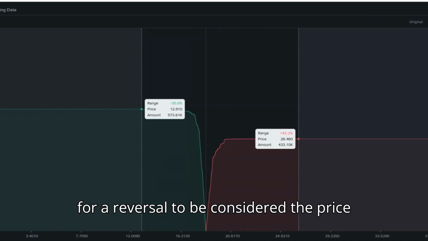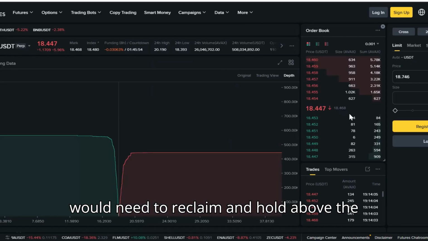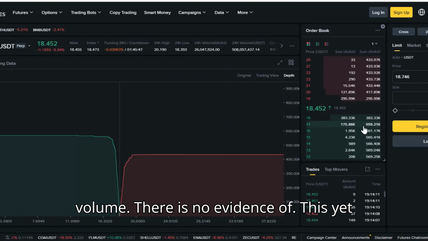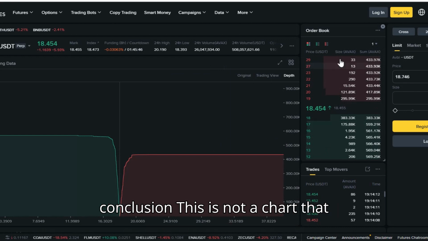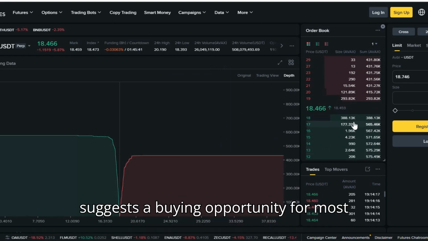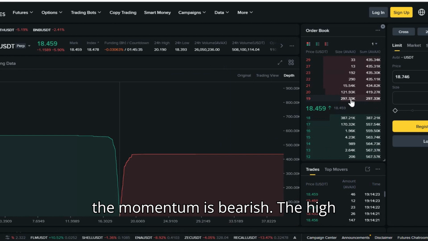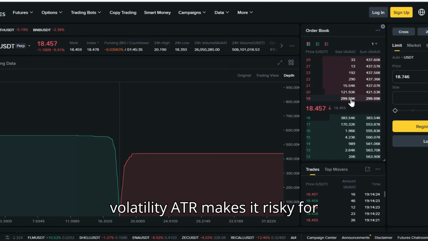Reversal scenario, least likely now. For a reversal to be considered, the price would need to reclaim and hold above the EMA 21 and then the EMA 50 with strong volume. There is no evidence of this yet. Conclusion. This is not a chart that suggests a buying opportunity for most traders. The trend is decisively down, and the momentum is bearish. The high volatility, ATR, makes it risky.